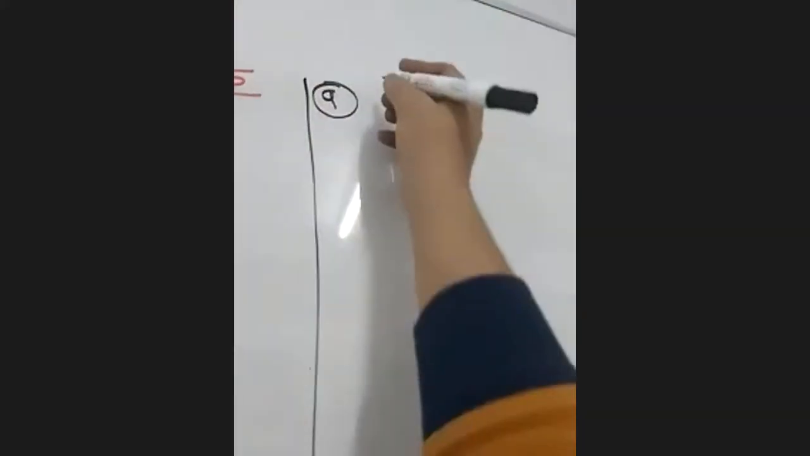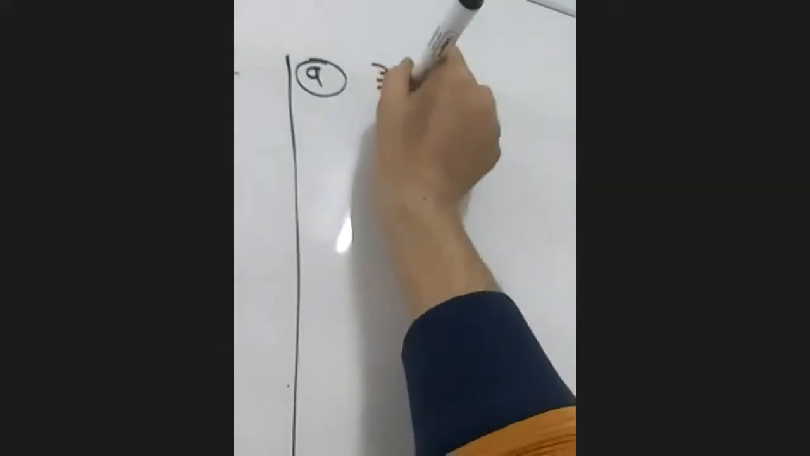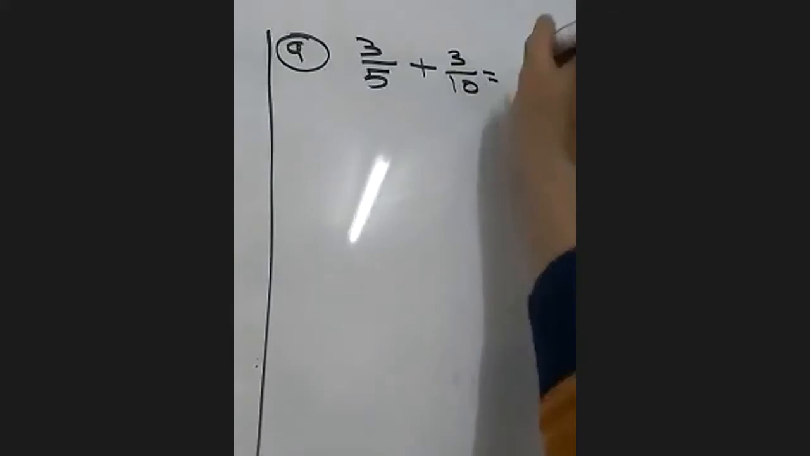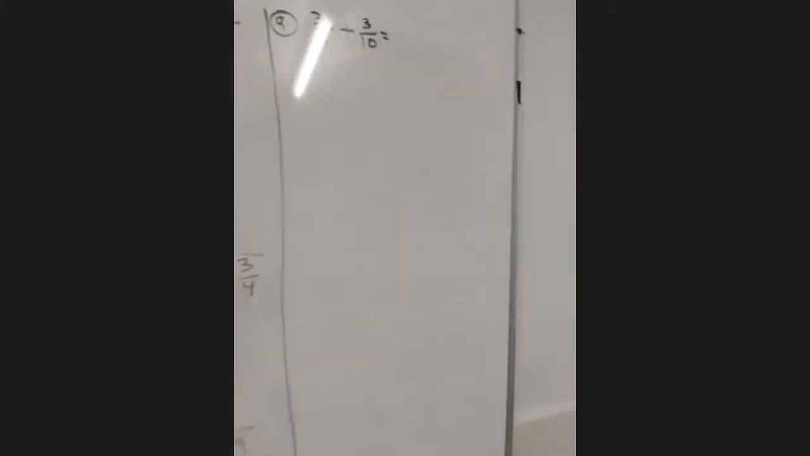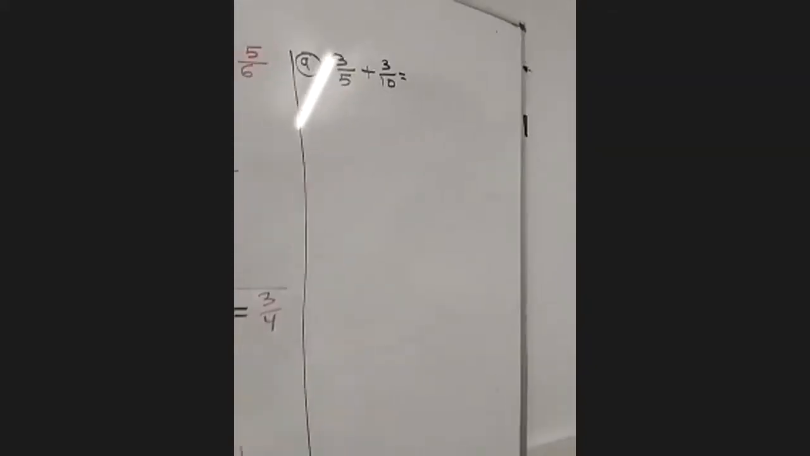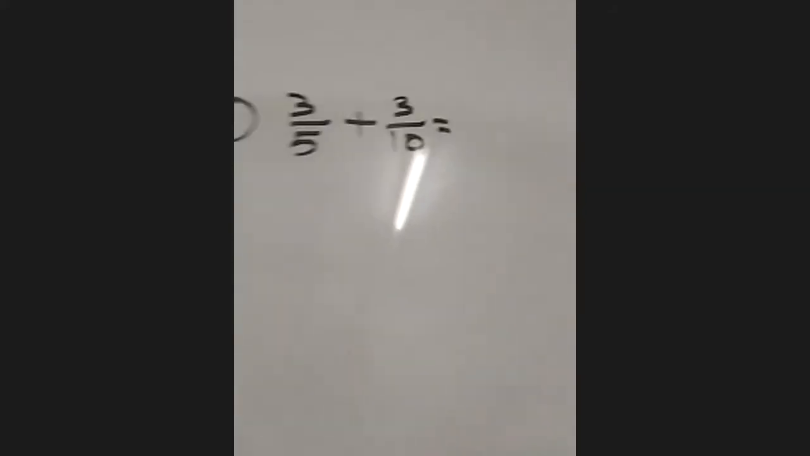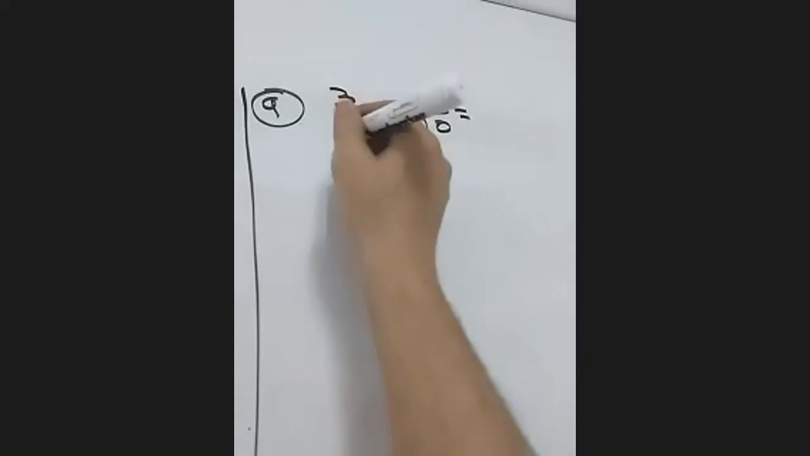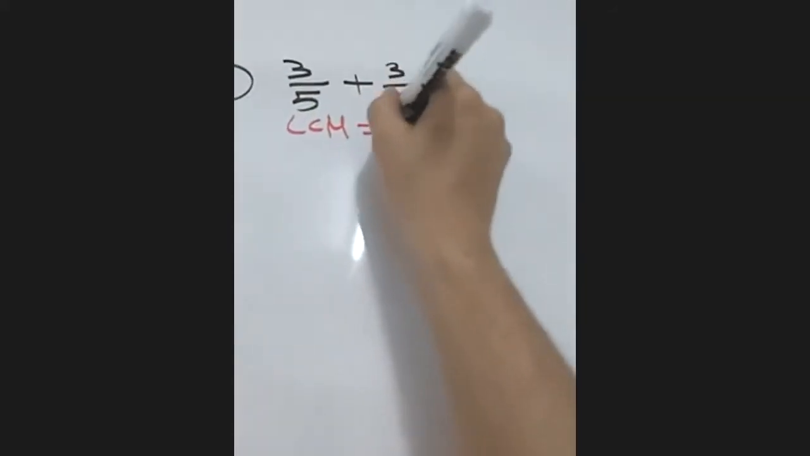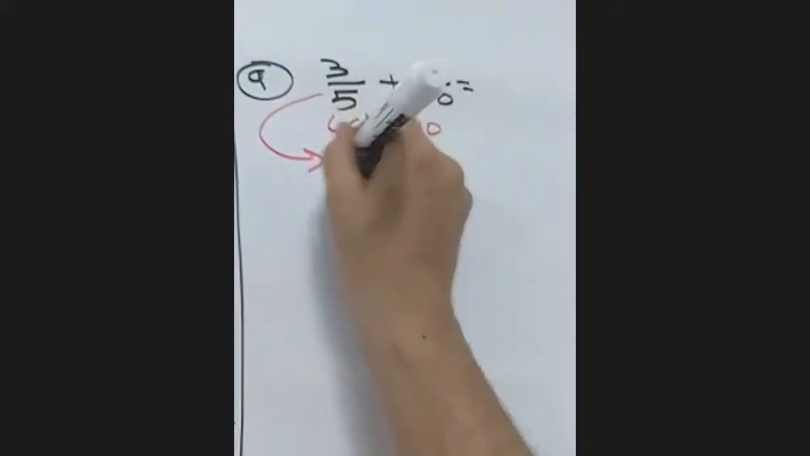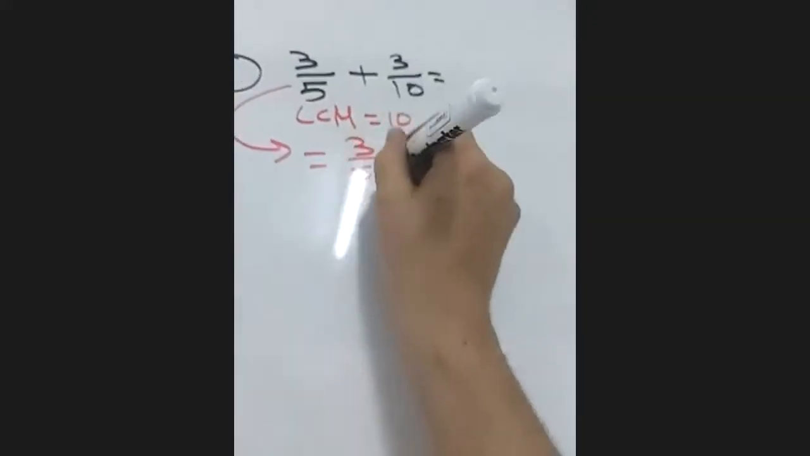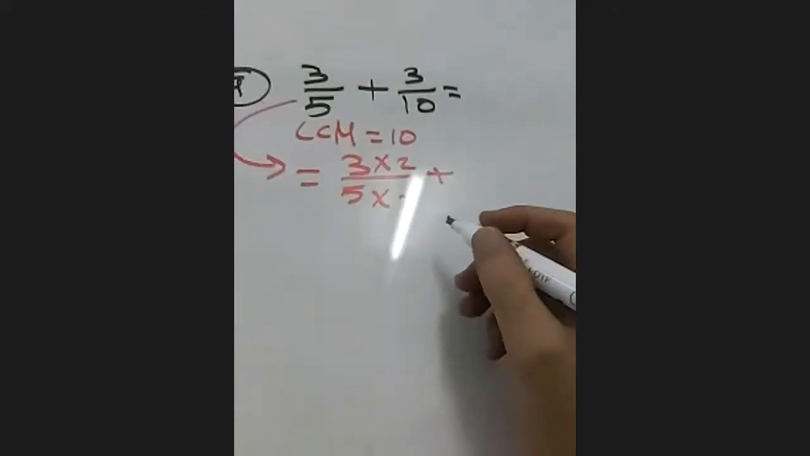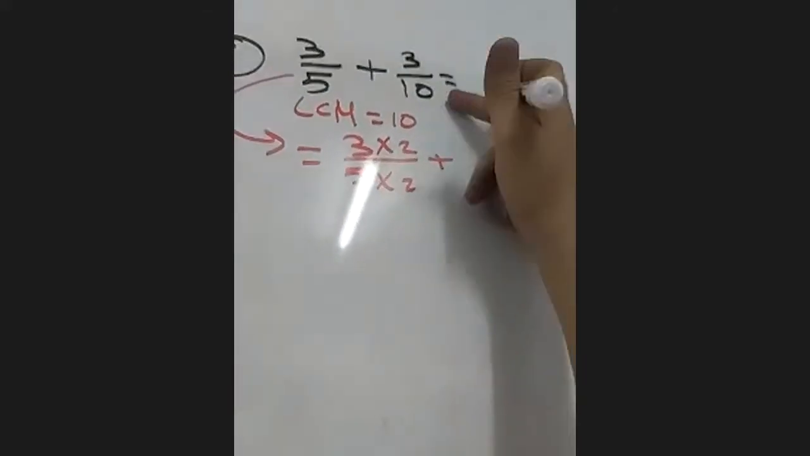Question 9. 3 over 5 plus 3 over 10. Good. What's the least common multiple? 10. Good. The least common multiple of 5 and 10 is 10. So we will make 3 multiply 2 and 5 multiply 2. Exactly. So we'll multiply 3 and 5 by 2. 6 over 10.